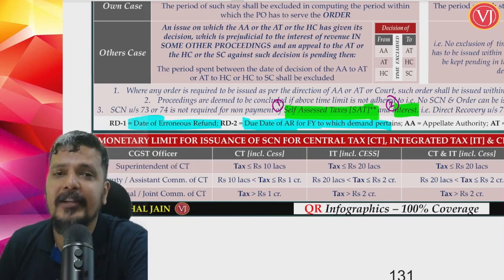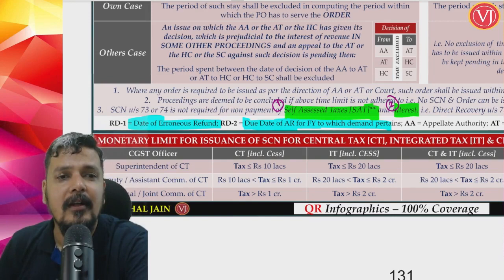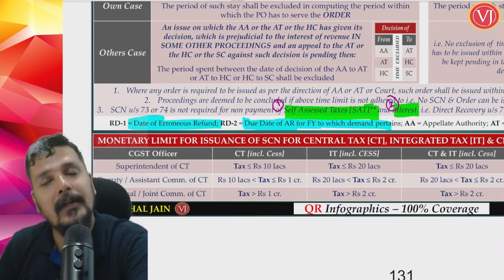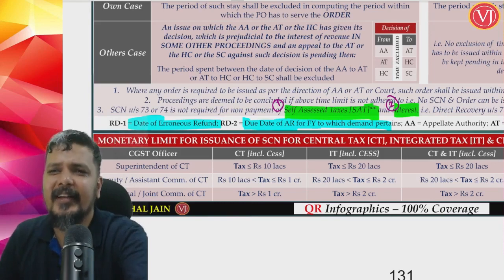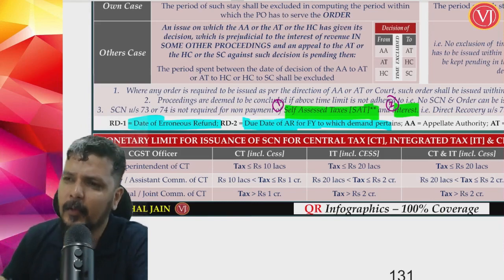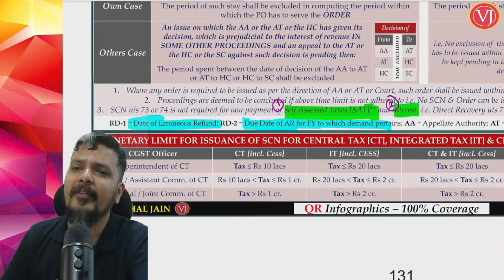For financial year 23-24, this 2 years 9 months and 3 years will start from 31st December 2024. But if it is a case of erroneous refund, 2 years 9 months and 3 years will start from the date of erroneous refund.